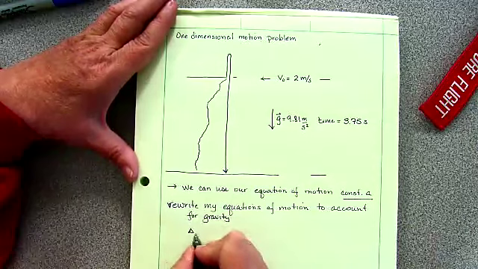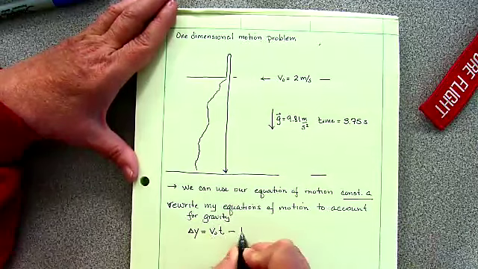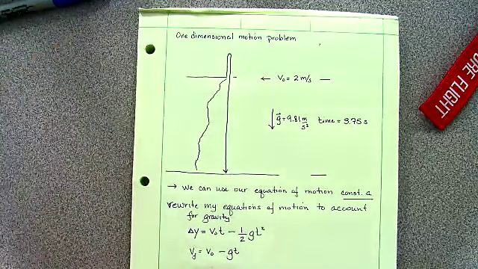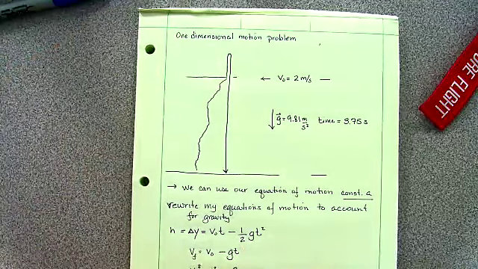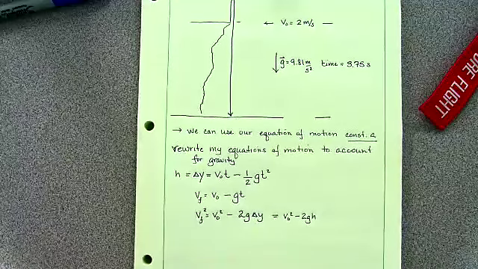So now my change in height is going to equal my initial velocity times time minus 1/2 gravity times time squared. My final velocity is going to equal my initial velocity minus gravity times time. And my final velocity squared is going to equal my initial velocity squared minus 2g times my change in y. And we can actually use this as an h, because that makes a little more sense. And I've rewritten my equations in terms of gravity.